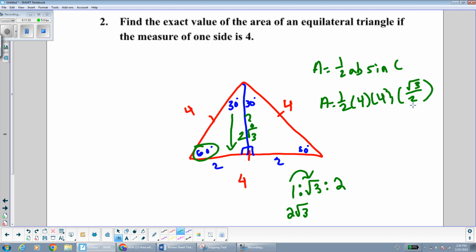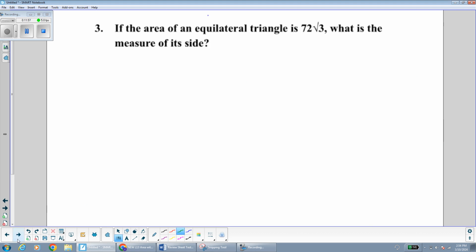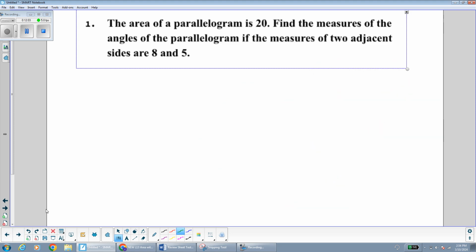But you don't need to put the invisible 1 there. This is good enough. 4 times 4 is 16. Half of 16 is 8. If I multiply 8 by radical 3 over 2, what I have is 8 radical 3 over 2. 8 divides by 2 evenly. What we have is 4 radical 3, units squared. That is the exact value of the area of this equilateral triangle. Moving on to the next example. Oh, did I skip one? Yes, I did. I skipped one.